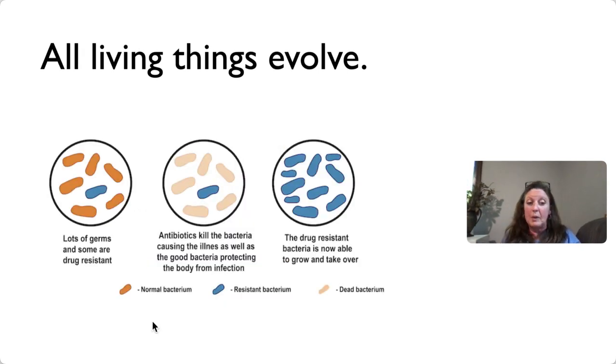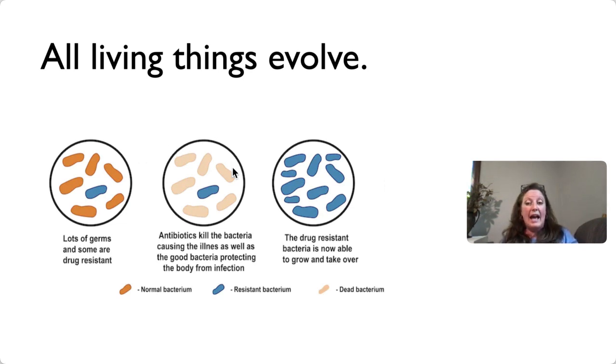Here's another example. You've probably all heard about antibiotic resistance. So antibiotic resistance is evolution. In this petri dish, we have a number of normal bacteria, the orange ones, and then we have one that, because of just a random mutation in its DNA, is somewhat more resistant to antibiotics.